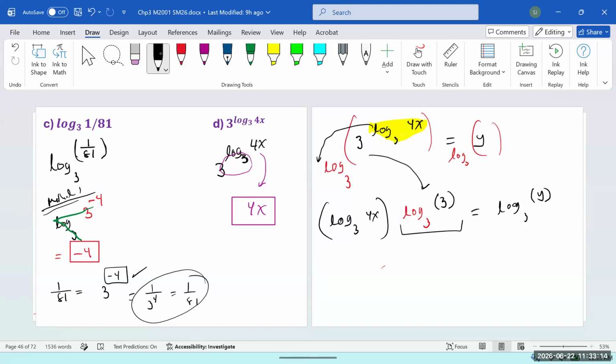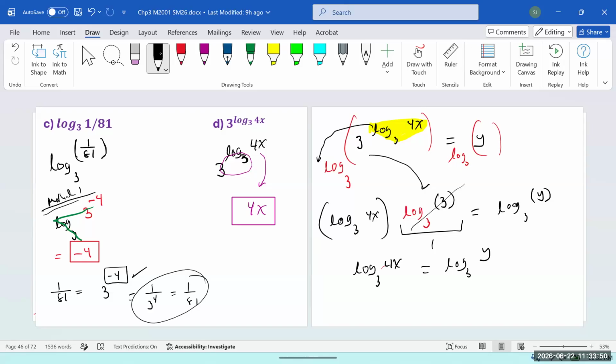Now, as long as the base and the argument are the same, they cancel out and turn into 1. So basically, we are left with log base 3 of 4x equals log base 3 of y. We didn't multiply; we applied. Log is never multiplied in. Log is applied, it's a machine. I applied log to both sides.